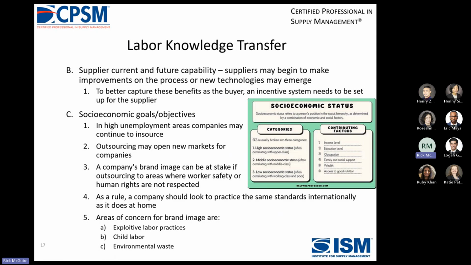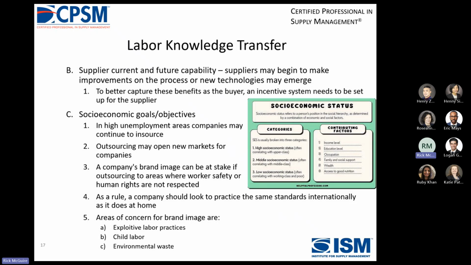Supplier current and future capability. Suppliers may begin to make improvements on the process or new technologies may emerge. To better capture these benefits as the buyer, an incentive system needs to be set up for the supplier. So oftentimes, if you figure out a way to save me money, what's in it for the supplier? And usually they're looking for something in the way of money. We got other things we'll give them, like credit for CMP and stuff like that, which is, yeah, okay, but it's not as good as money.